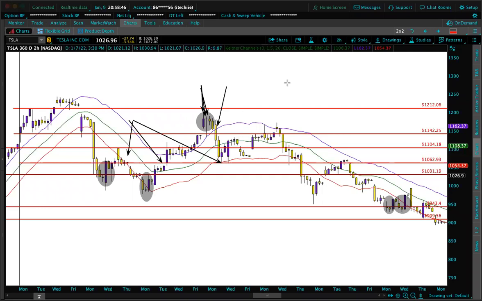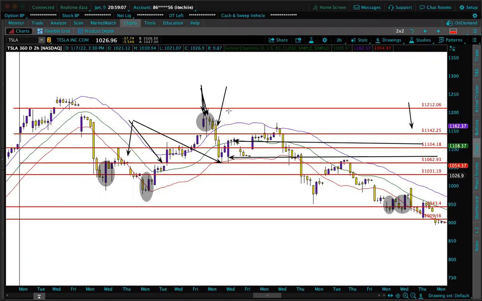So what I do, these are my short targets. 1142. Inside of that, there's a middle Kelt. So this is going to be my next target, middle Kelt, then 1104, target after that, lower Kelt, next target, 1062. 1062 is a support area. So we're going to buy there. And that's where we switch and roll into a long.